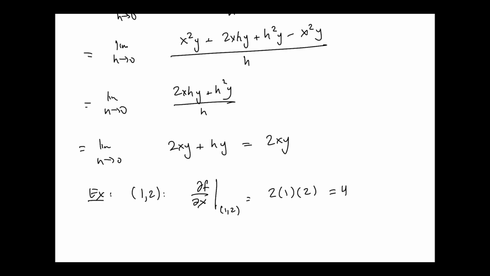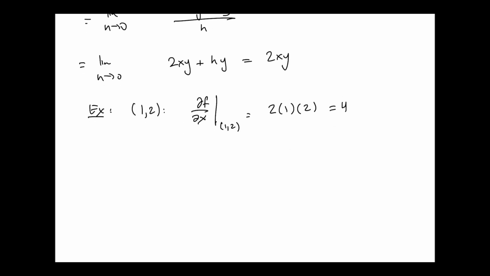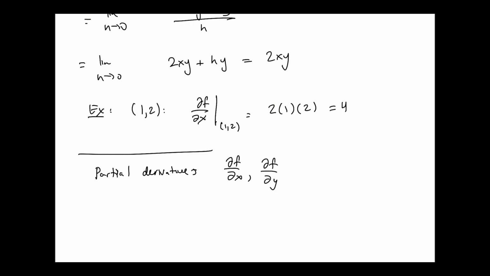There we go. So what we've defined here is the partial derivatives del f del x and del f del y. And we could do this if there were any number of variables, but we'll just stick with the case of 2 because that means we can draw good pictures.